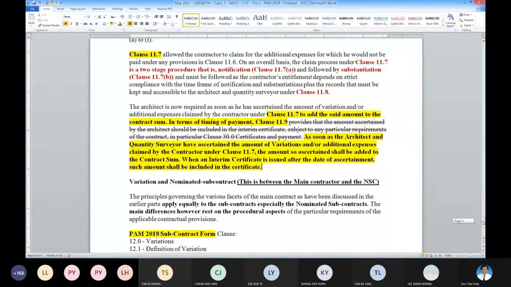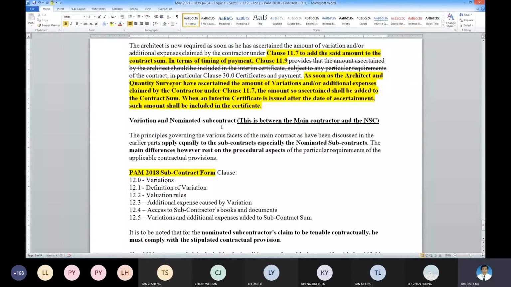How about the NSCs? It is the same process as the main contractor. NSCs need to submit all their documents to the main contractor. That is the only difference, because NSCs cannot submit their claim directly to the architect for payment processing. No, it must go through the main contractor. It is the NSC's VO. But if it is the NSC's VO to the main contractor, it is a private one.